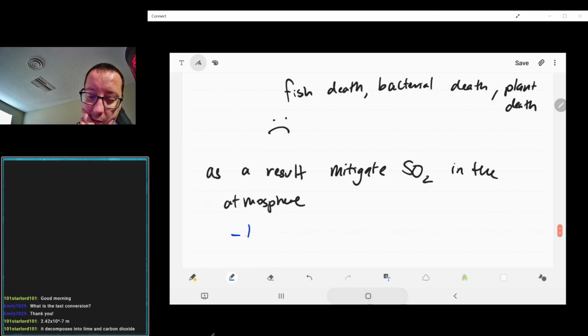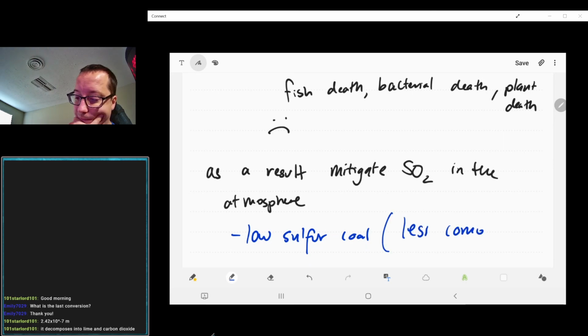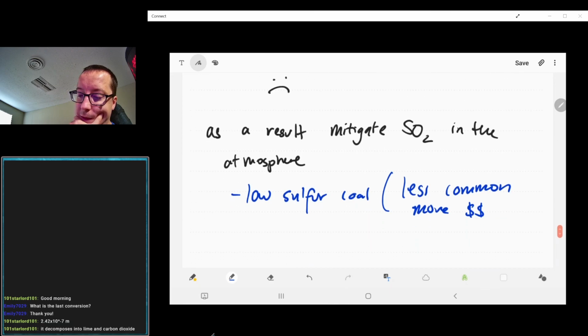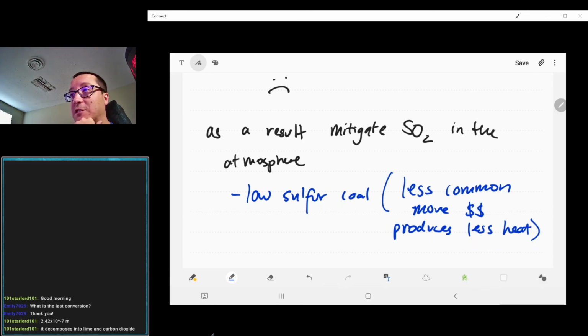One is to use low sulfur coal. However, this is less common, more expensive, and also produces less energy when it's combusted. So as you can imagine, there's a number of problems here, right? Nobody wants to spend more money to make less heat. It is anti-capitalism, as it were. But it's also less common, so as a result, even more expensive. So there are a lot of bad things that unfortunately will limit the use of low sulfur coal.